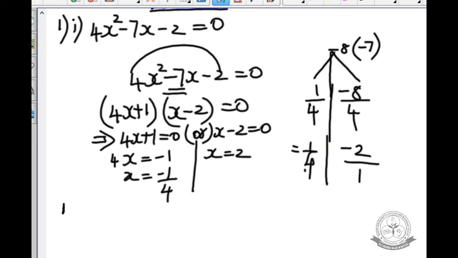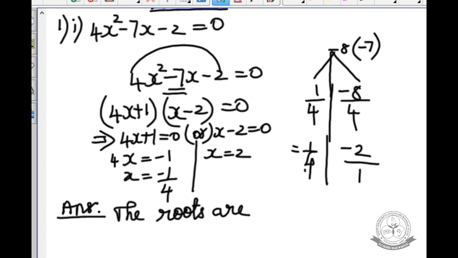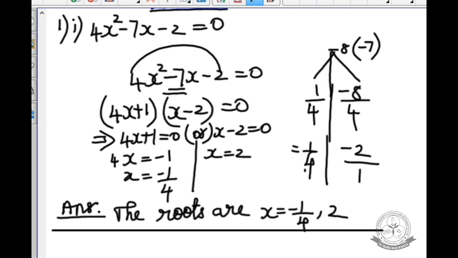So the answer: find the roots, solve the quadratic equation. So write the roots are x equal to minus 1 by 4, comma, 2. So using factorization method you have to solve. Find up to the product of linear factors, and then equate to 0.